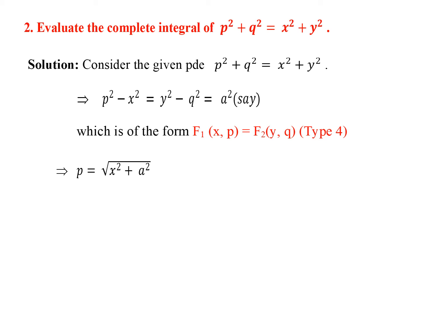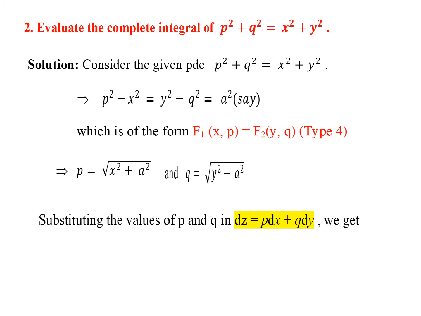So p squared minus x squared was a squared. So the value of p is root of x squared plus a squared. Similarly, the value of q is root of y squared minus a squared. And substitute these in the formula dz, which is p dx plus q dy. When we substitute, what we get? dz is equal to root of x squared plus a squared into dx plus root of y squared minus a squared into dy.